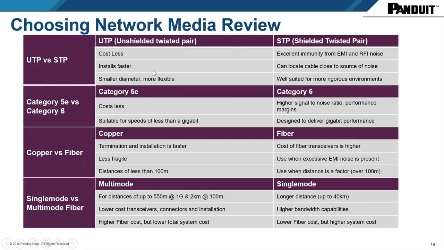And when do we use it? 5E versus 6 cabling is used in certain areas. Category 6, for instance, is used for higher signal and noise. This is where the standards are moving toward higher categories. When you use copper versus fiber, distance is one of those concerns, and you can see here that anything less than 100 is copper, anything over is fiber.